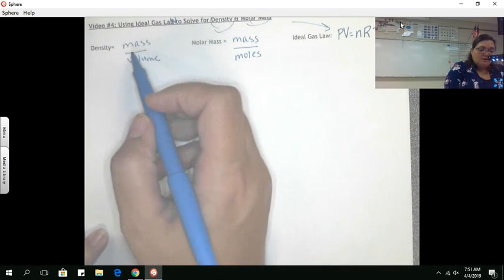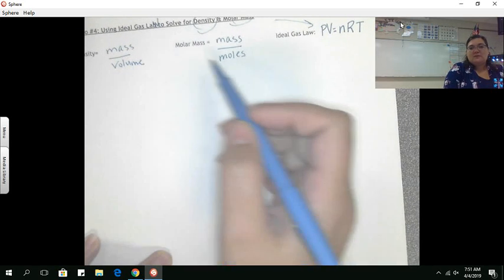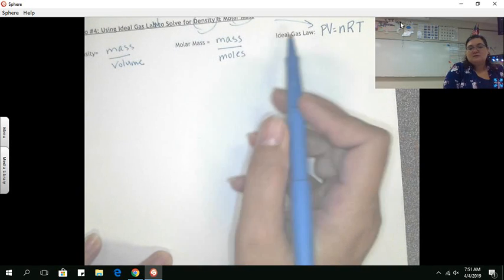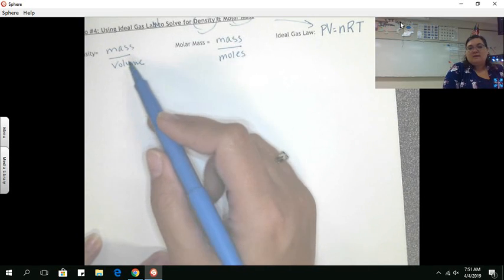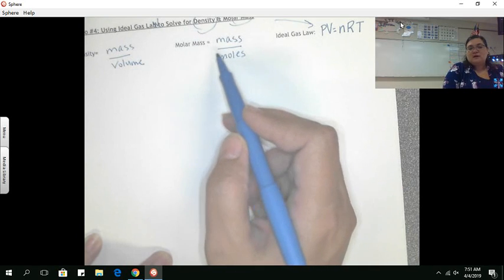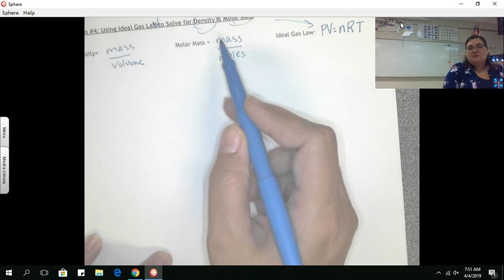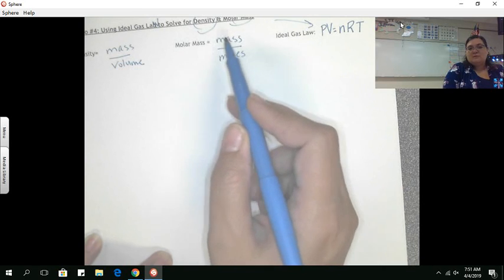We know that density is mass over volume. So what we need to do is think about how we can use these two equations to solve for mass and volume, and then we would need to divide them. Let's look at this one first. How do we use molar mass to find mass? Our molar mass is equal to mass divided by moles.